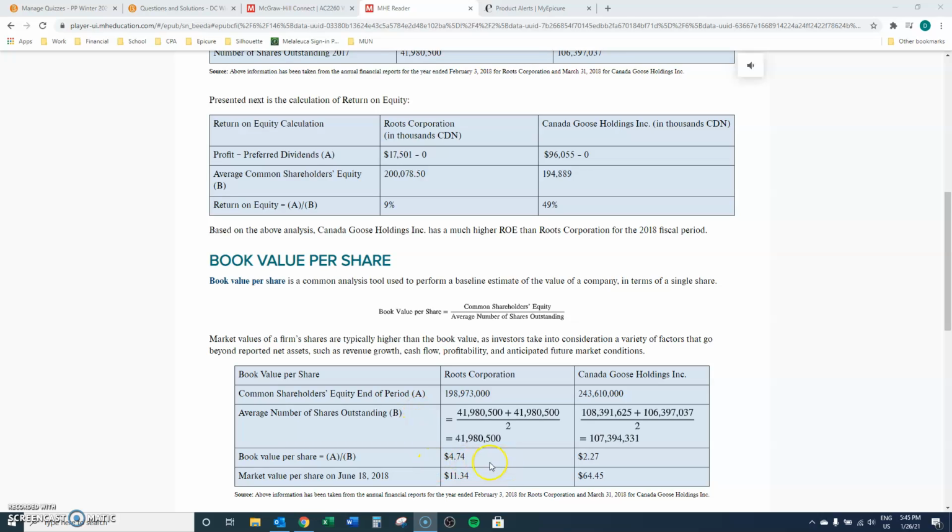So to look at the book value, Roots has a higher book value than Canada Goose. But if you look at the market value, Canada Goose has a much higher market value. So what to take from that is the market obviously takes other things into account that are separate from the book value.